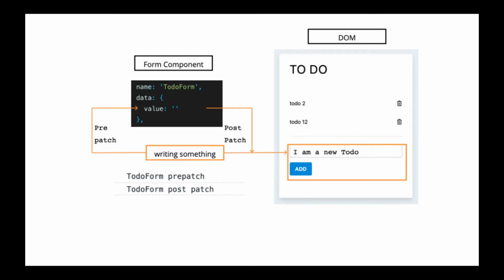And just update this part of the DOM. With Snabbdom, what is cool is that when you are sending two nodes, the old and the new one, he knows where he has to update the DOM. He doesn't have to re-render everything. So yes, you have the pre-patch and after the post-patch.